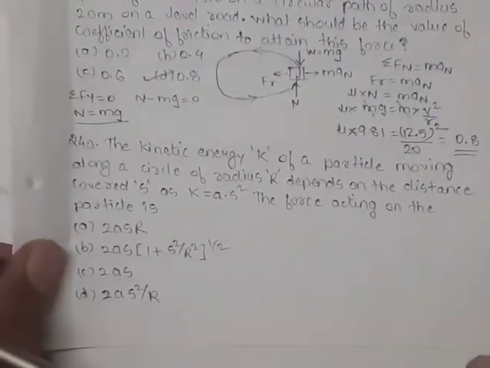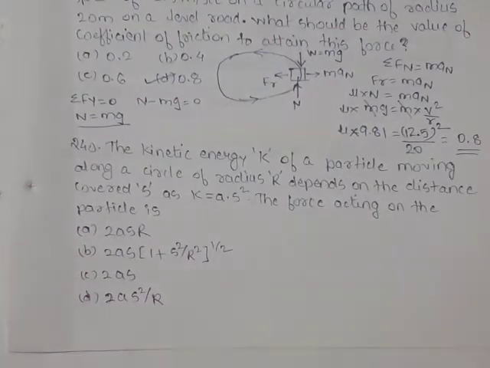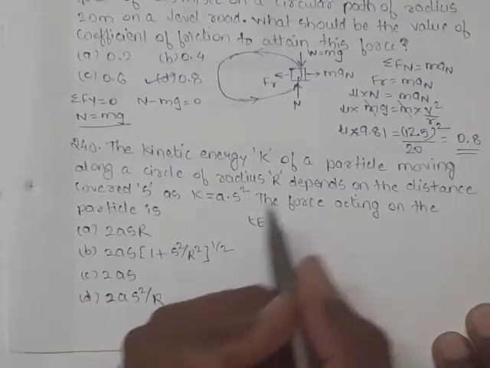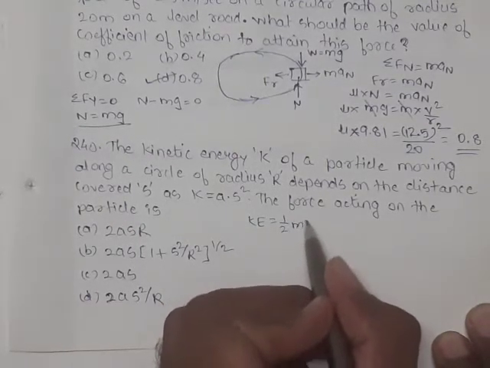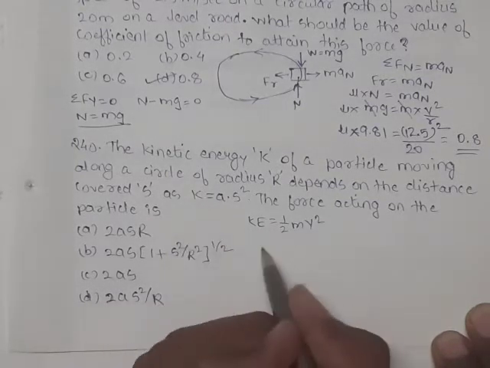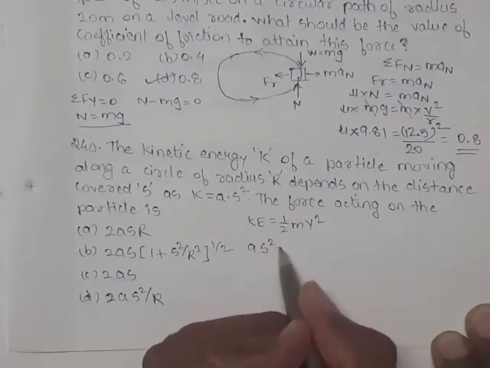Now question 40. The kinetic energy of a particle moving along a circle of radius r depends on the distance covered s. KE equals a s square. The force acting on the particle is. Now here we are familiar with the formula for kinetic energy: KE equals 1/2 mv square. Here, what is the value of KE? KE is equal to a s square, equal to 1/2 mv square.